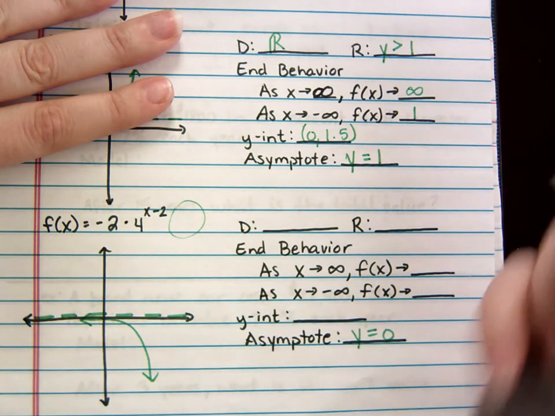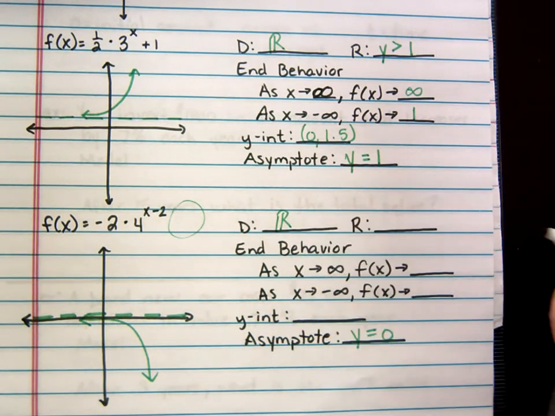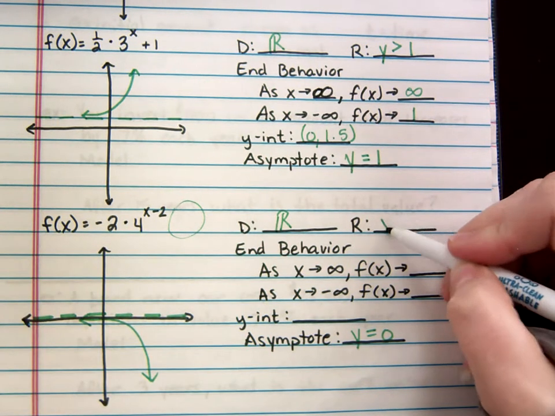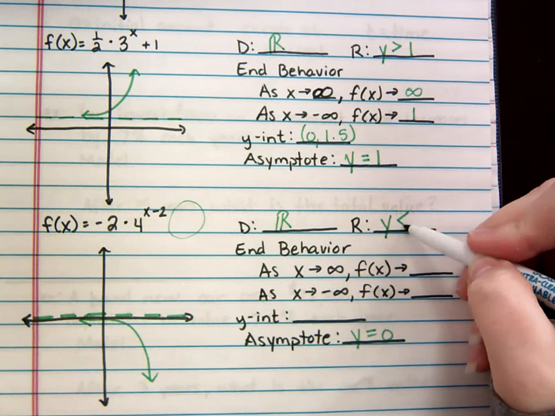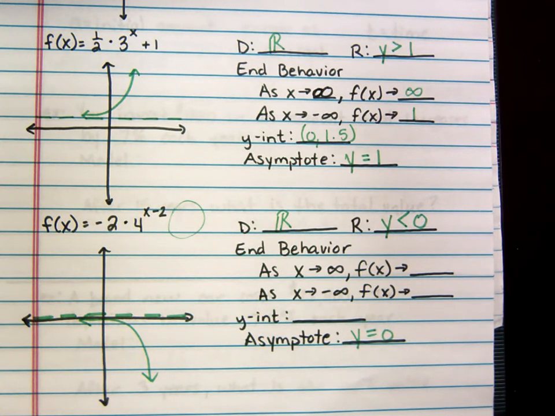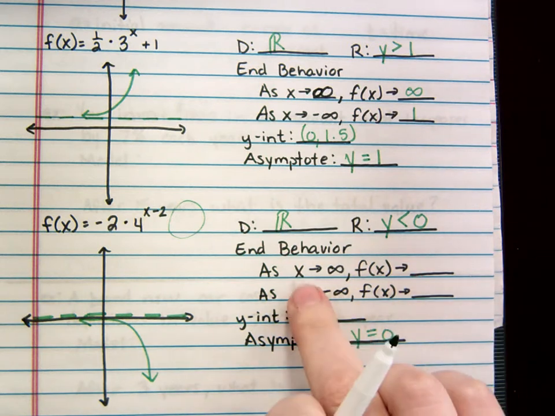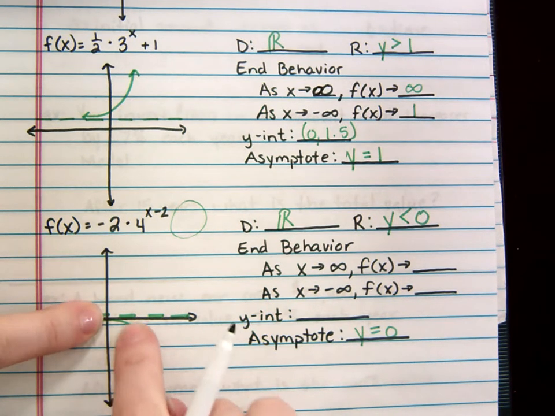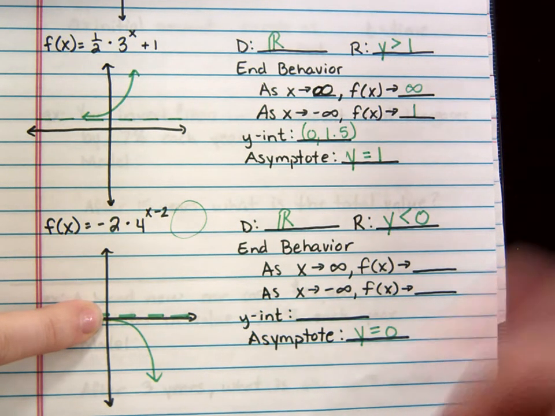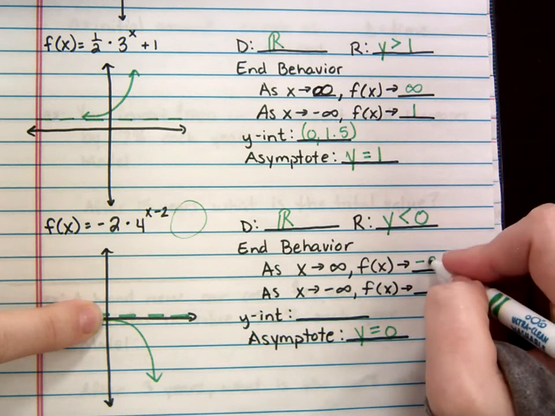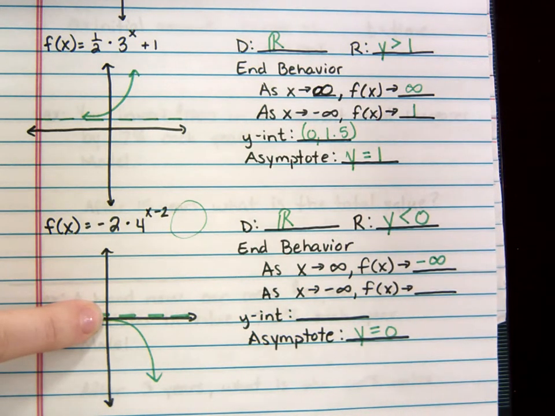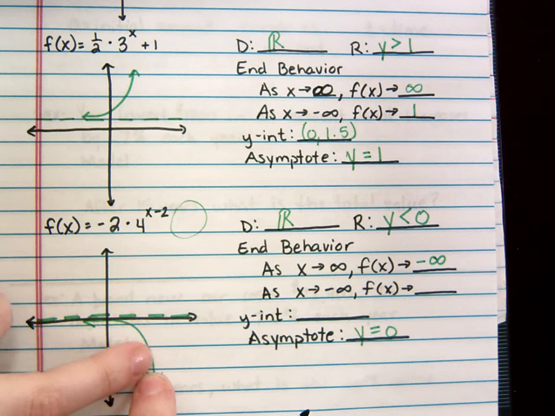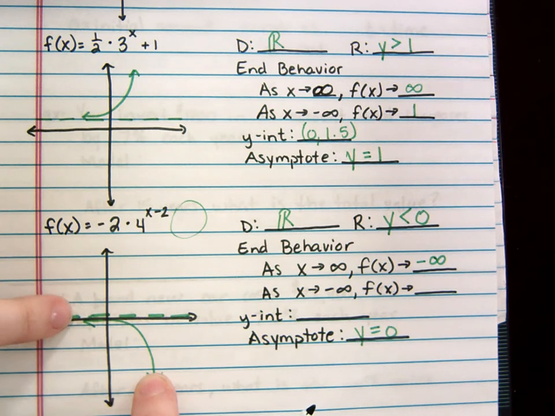All right, so domain is still all reals because there is no limit going left or right. The difference on my range, though, is now my graph is below the asymptote, so I have to have y less than 0 because it's below the line. Another difference will be on the end behavior. As x approaches infinity, that means as we go to the right, my graph is going down without limit. Down on the y-axis is negative, and no limit means it's going to negative infinity. Now as x approaches negative infinity, that means as we trace the graph going left, it's going up, but only till it gets to 0. It's not going to go past that.